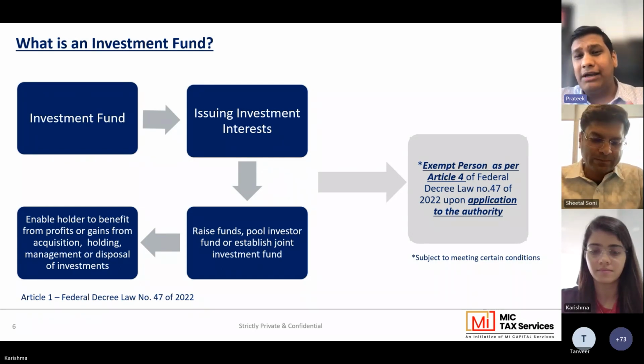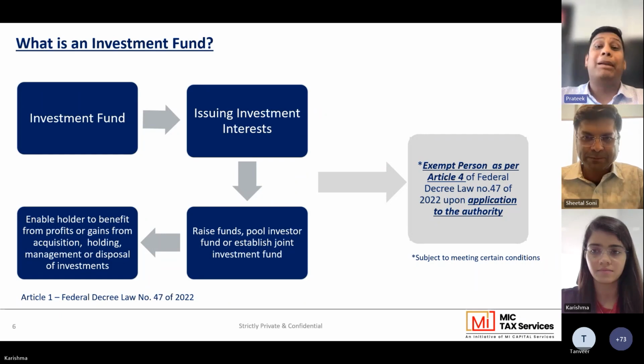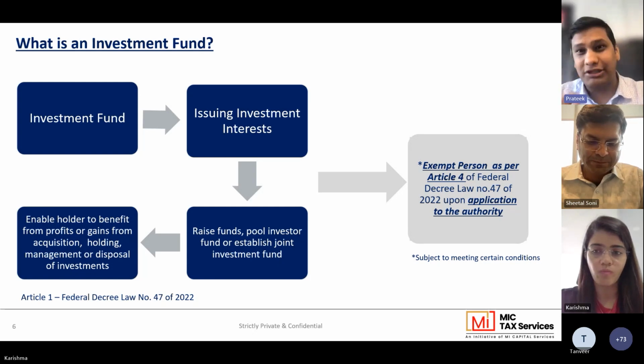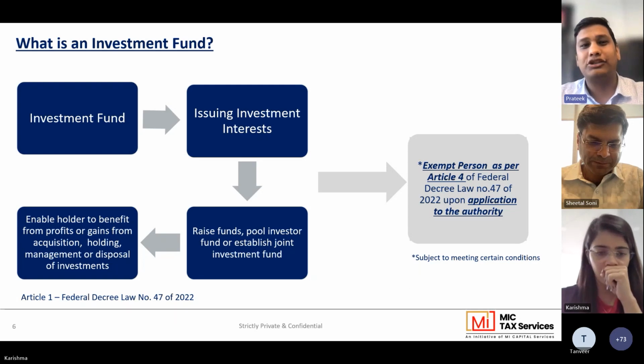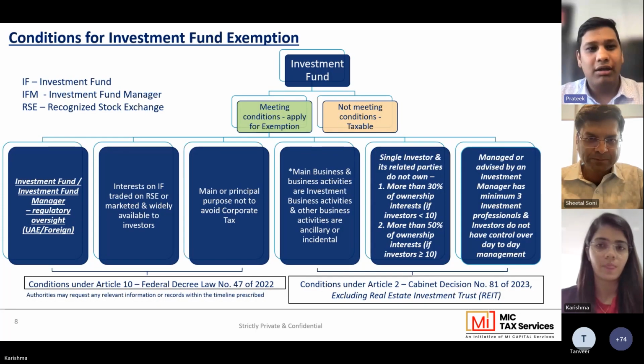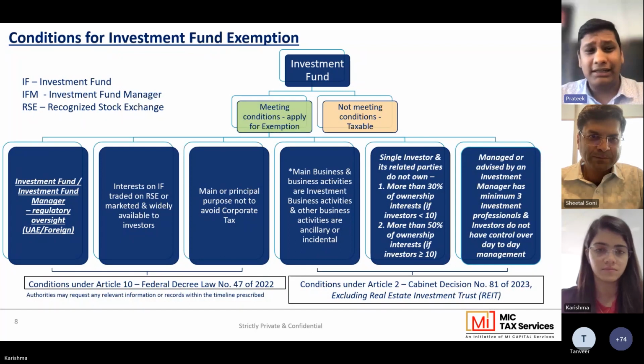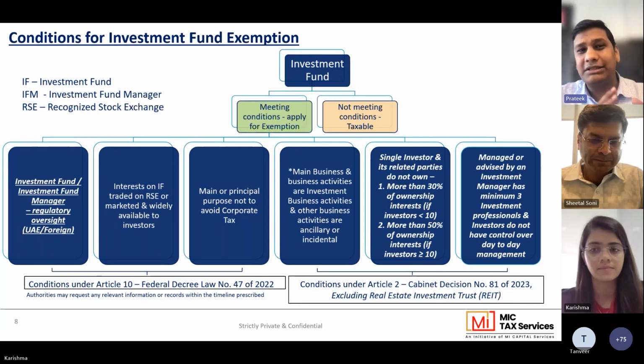Now, generally, an investment fund is an exempt person if it applies to the authority. If it is not applying to the authority, you may face non-exemption. So it is very important that an investment fund does the application, number 1. Then, there are certain conditions defined in the law: either the investment fund manager or the investment fund has to be regulated. The income out of the investment fund has to be mainly from the business of investments. The third most important criterion is that it has to be widely available in the market or on a registered stock exchange. If these three principal conditions are met, you are eligible for exemption if you apply.